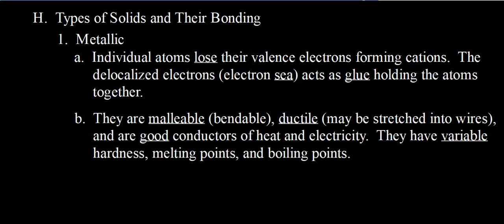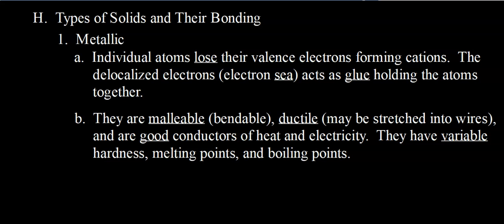So let's start off with metallic solids. The individual particles of a metallic solid are metal atoms. So make a note of that. The individual atoms lose their valence electrons, forming cations, and then the delocalized electrons. So these metal atoms don't lose their electrons entirely, but the valence electrons of the metal atoms become delocalized and are able to move around between each of the atoms in that solid.